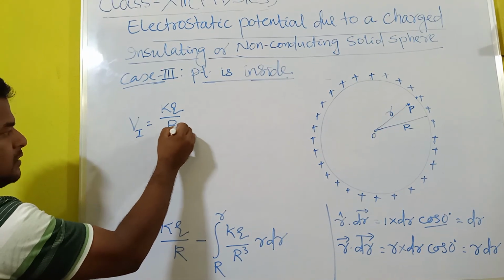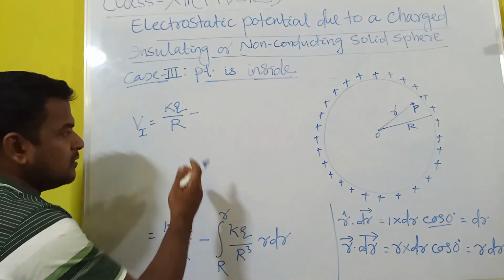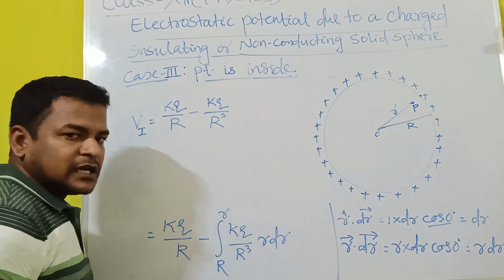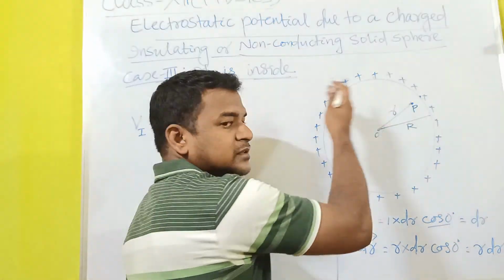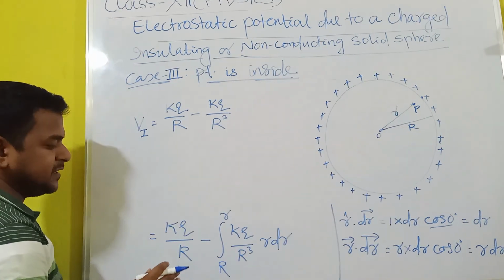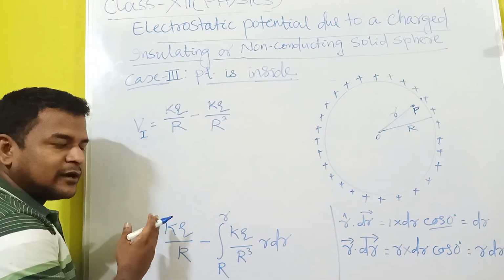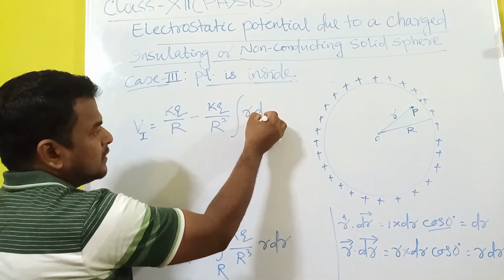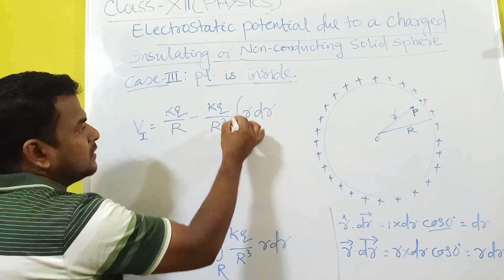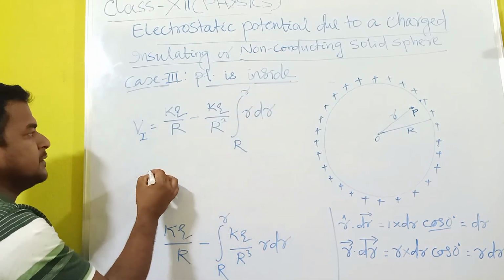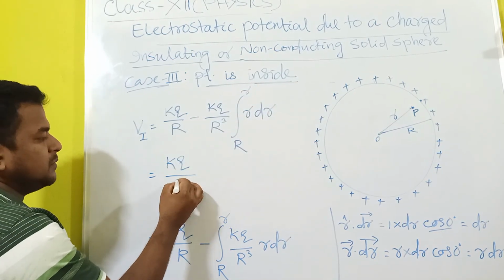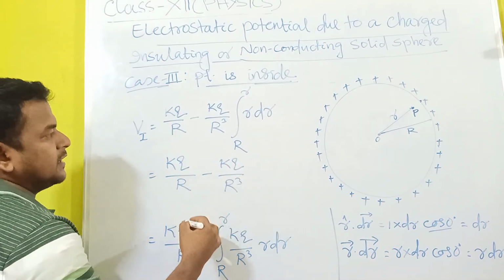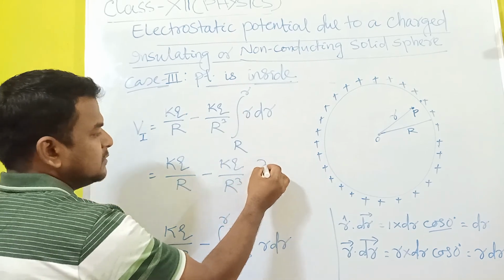kq upon R minus, taking common, kq upon R cube, because capital R is also constant. R is the radius of the sphere, that is constant, that is fixed value, so we can take it outside of the integration r dr from capital R to small r. It will be how much? kq upon R minus kq upon R cube. Now r dr integration is how much?